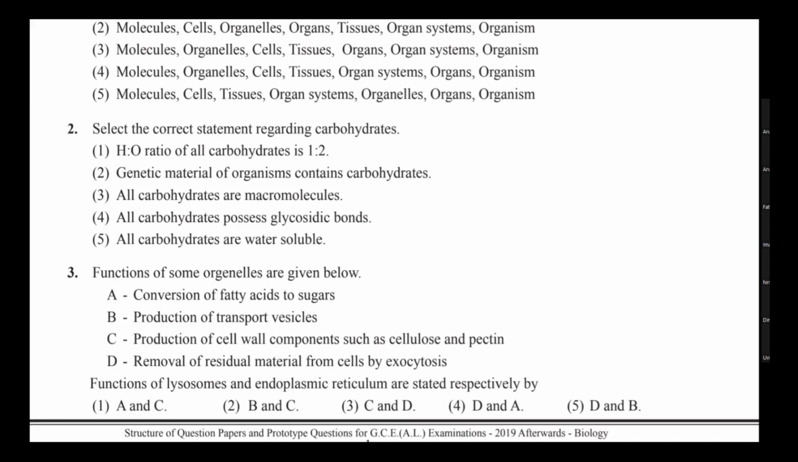Then produce transport vesicles to transport within the cell. Then involves detoxification and stores calcium 2+ ion. Those are the functions of smooth and rough endoplasmic reticulum. C. Production of cell wall components such as cellulose and pectins. That is done by Golgi apparatus or Golgi complex, right?